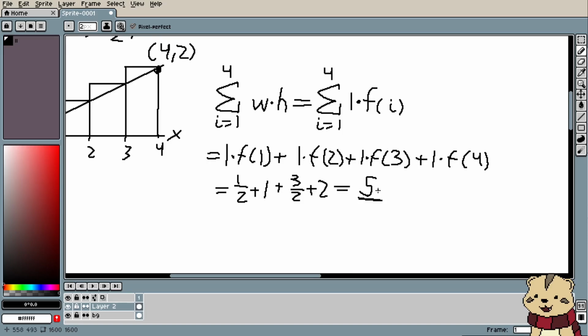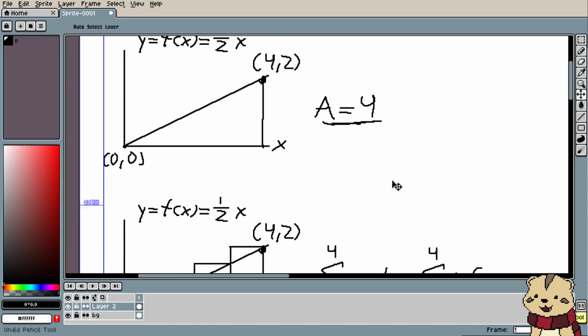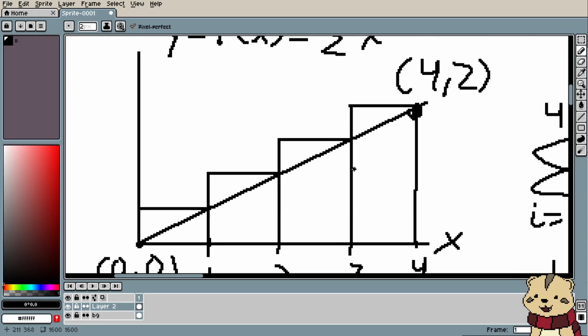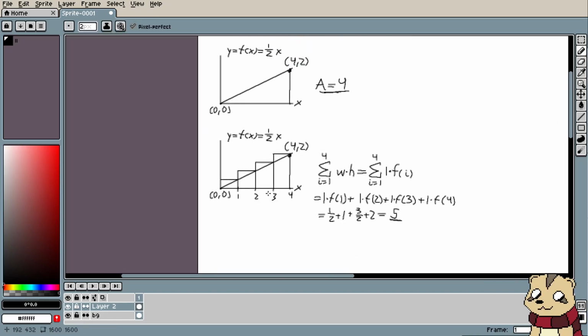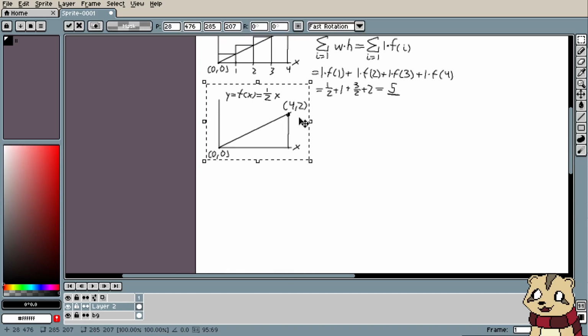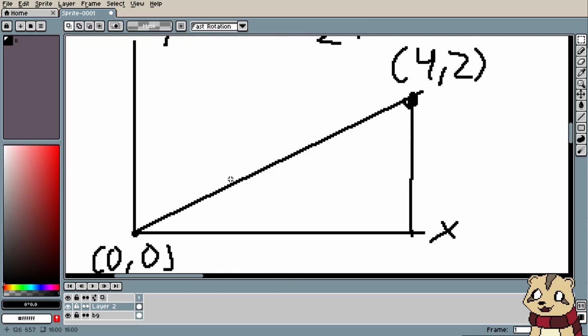So it's a little off. Our actual value is 4, but we ended up with 5. You can see why that would make sense. All of our rectangles are accounting for extra area we didn't want. So we're going to overestimate with this method. But the solution to that really is to just use more rectangles. If we use more rectangles, then we have less area we're cutting over.